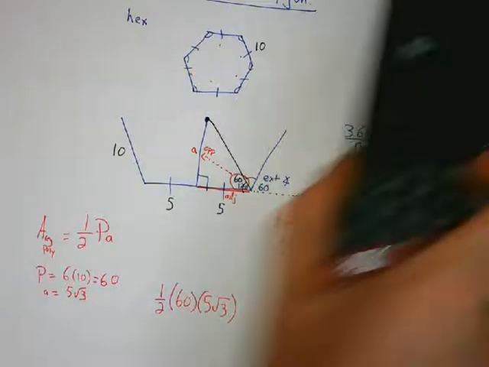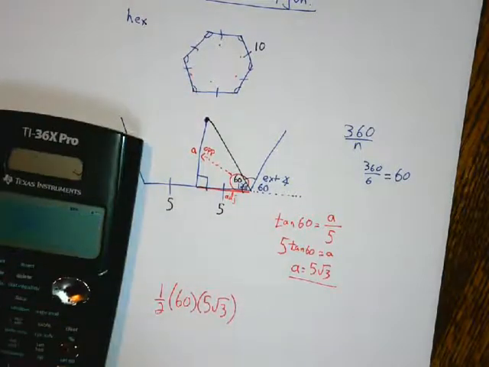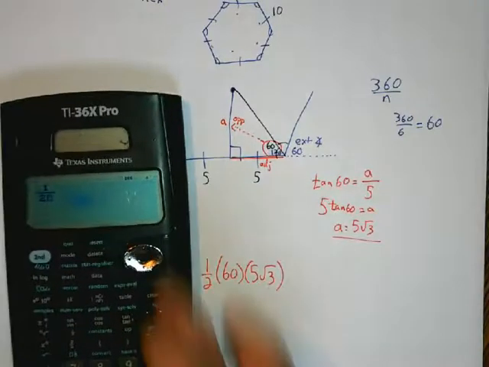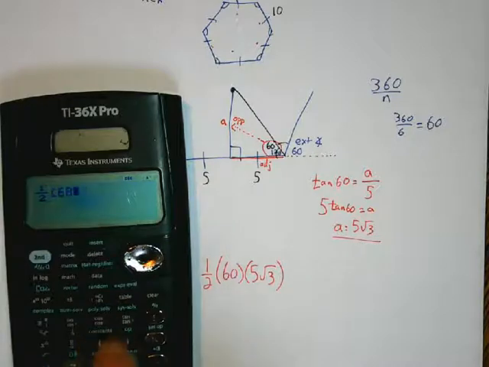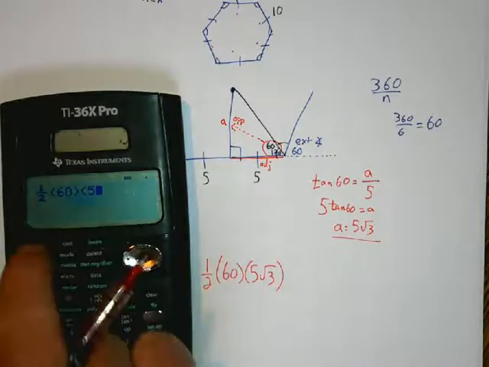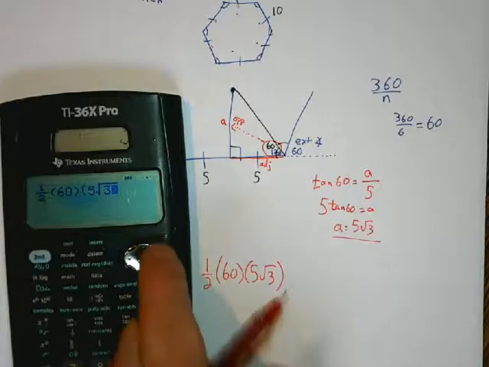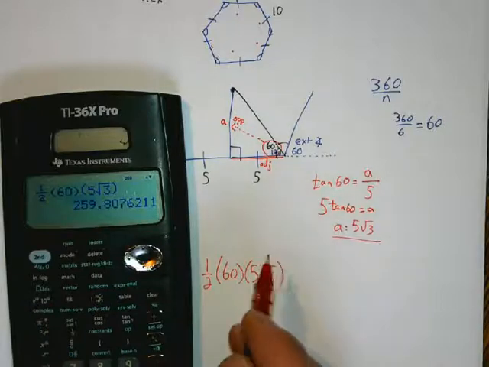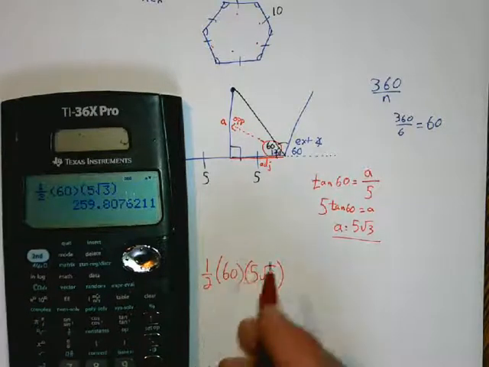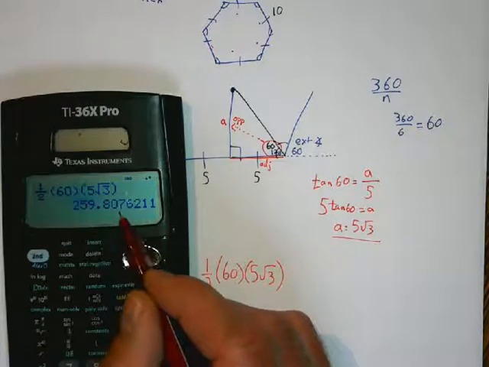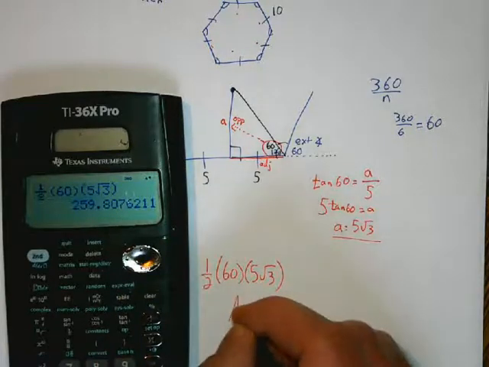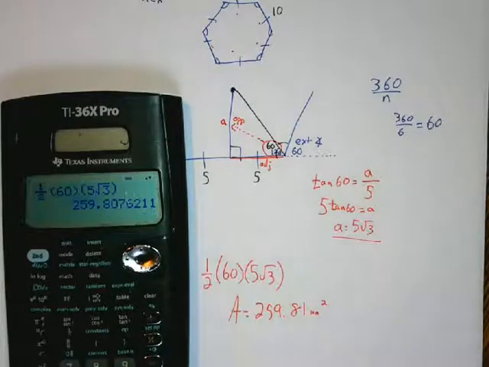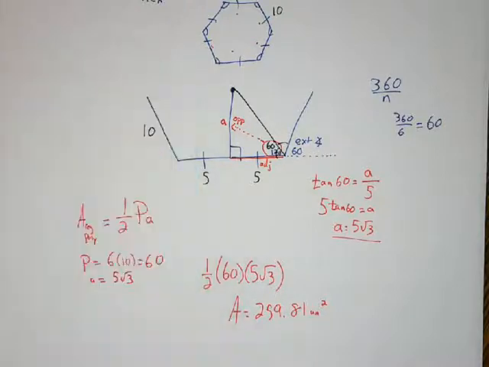Go back to our calculator. 1/2. Oops, so you can see this. 60, 5 square root 3. And hit enter. Sometimes it'll give us an answer with the square root in there, sometimes it won't. In this case, it did not. So whenever you do that, we always go to 2 places. So I look at the 7 and makes this a 1. So our area is going to equal 259.81 units squared. Okay? Let's try one more like that.